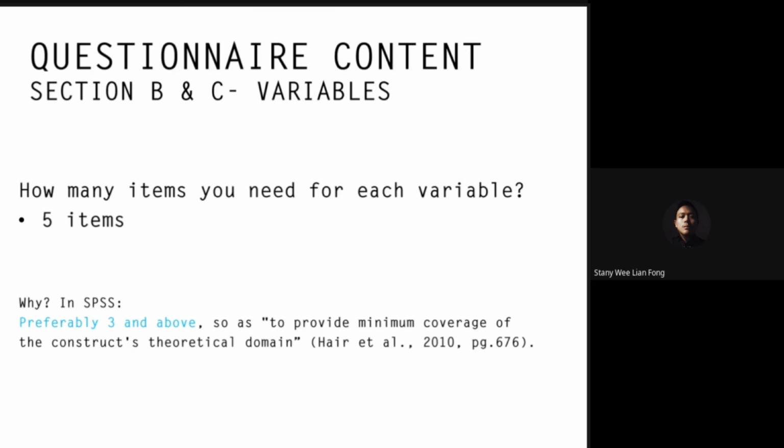Lastly, how many items, how many questions do you need to prepare for your questionnaire? Over here, I would suggest you have 5. Why? The reason is that in SPSS, you must have at least 3 items for every variable. You must have at least 3 questions for every variable. Because according to Hair and others, in order to provide a minimum coverage of the construct's theoretical domain, we must have at least three items to form a construct.